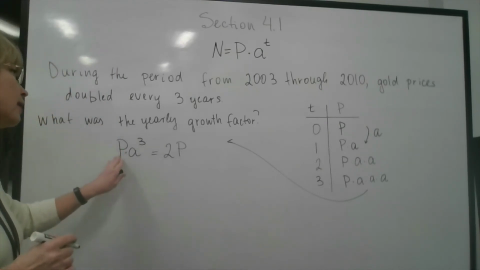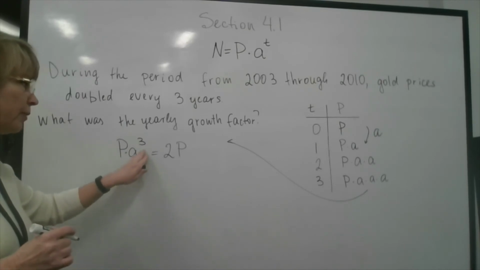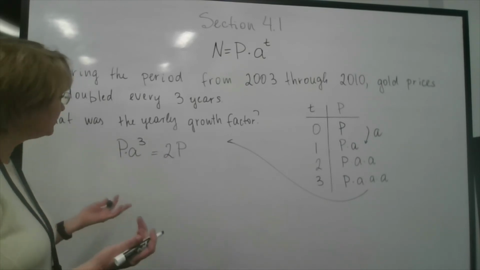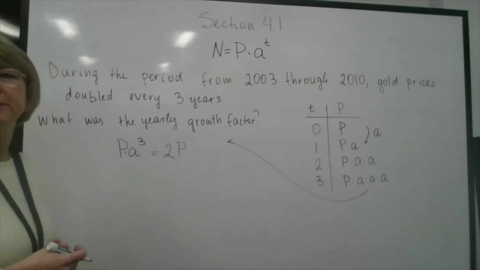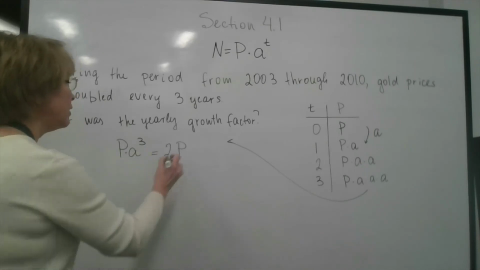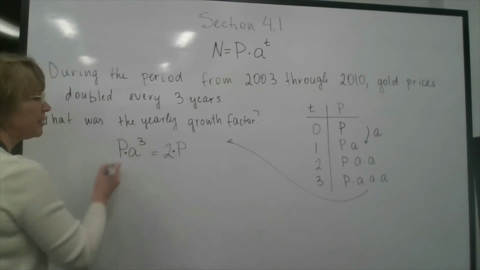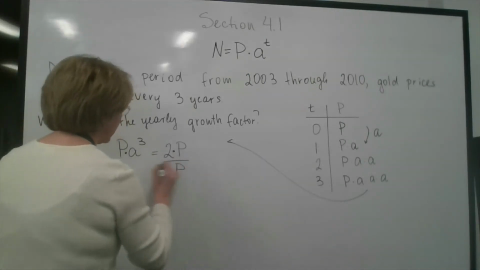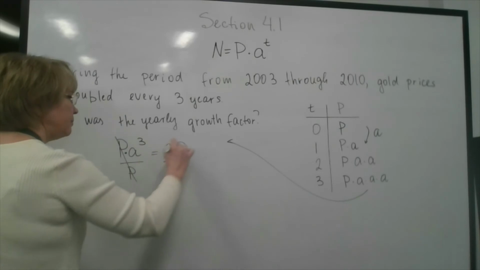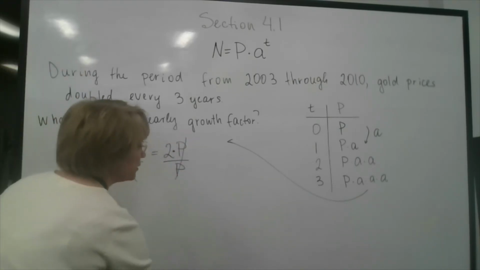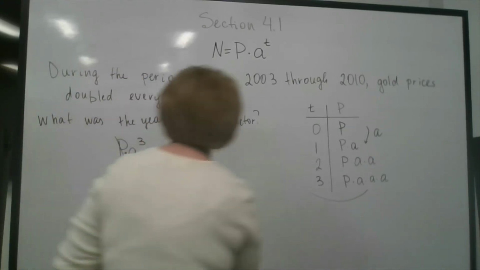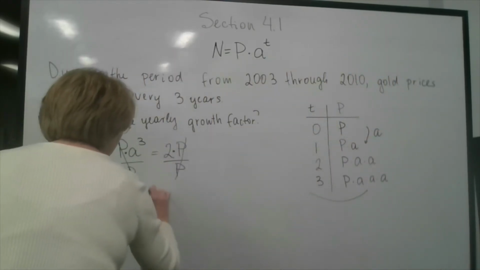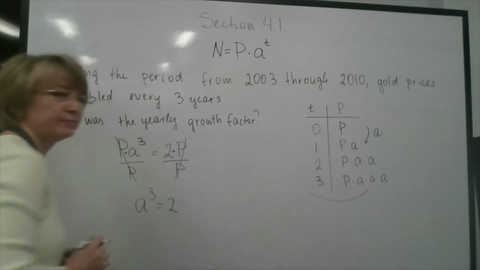In this case, P times A to the third power is supposed to be equal to 2 times P. Nice equation. How will we solve it? Don't complicate. It's multiplication here, multiplication here. What is the opposite of multiplication? Division. So we will divide by P, divide by P. P will cancel out, and we will have a new equation. It will be A to the third is equal to 2.